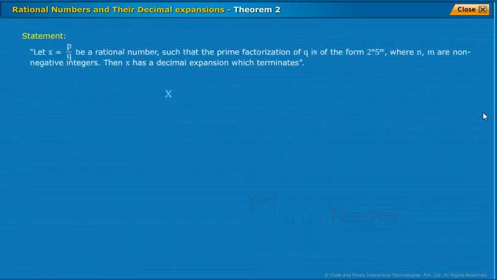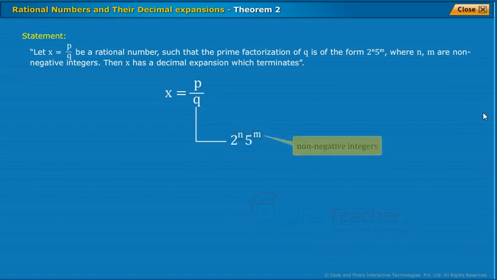Let x equal p by q be a rational number, such that the prime factorization of q is of the form 2 power n, 5 power m, where n, m are non-negative integers. Then x has a decimal expansion which terminates.